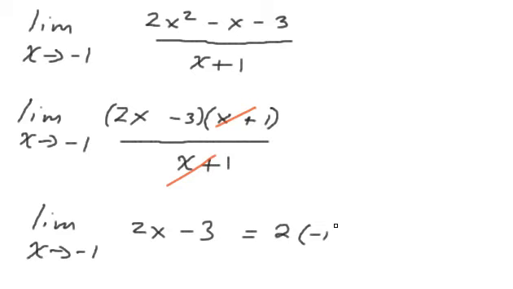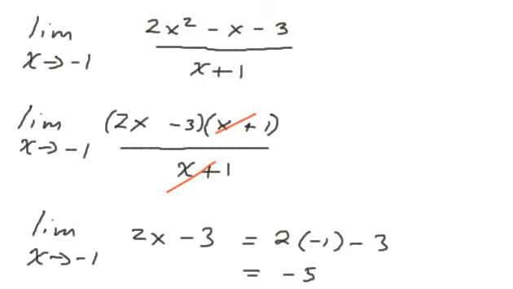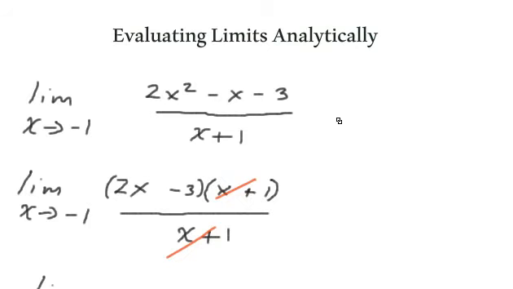2 times -1 minus 3 is equal to -5. So we could say that our original limit is equal to -5. Cool.